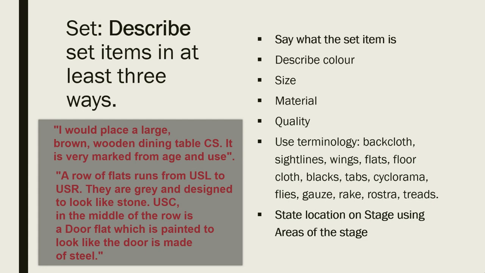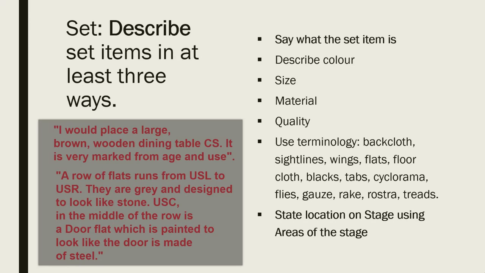So here's an example. I've given you 2 examples here showing how you can integrate this description into quite a short and snappy answer, really. So here we go. I would place a large brown wooden dining table centre stage. It is very marked from age and use. So in that, just 2 sentences, I've described the size, the colour, the material it's made from, the location it is on stage, and I've talked about the quality of that object too in 2 sentences. So you've given a lot of information without having to write very much.